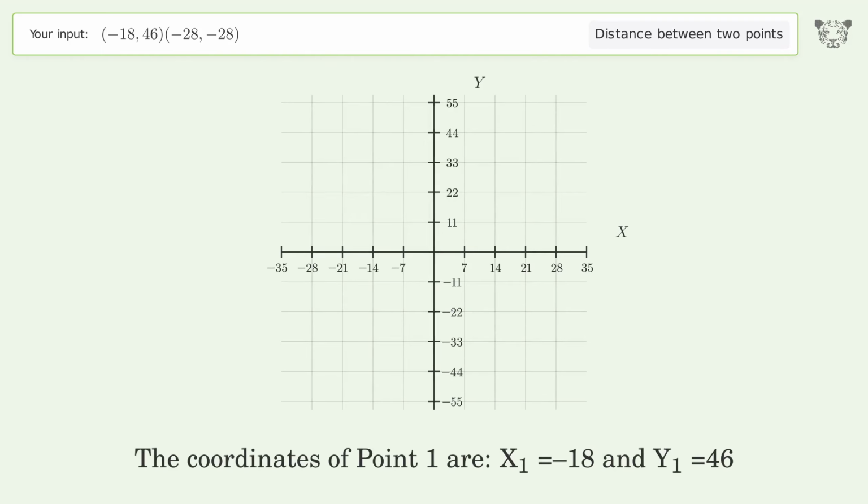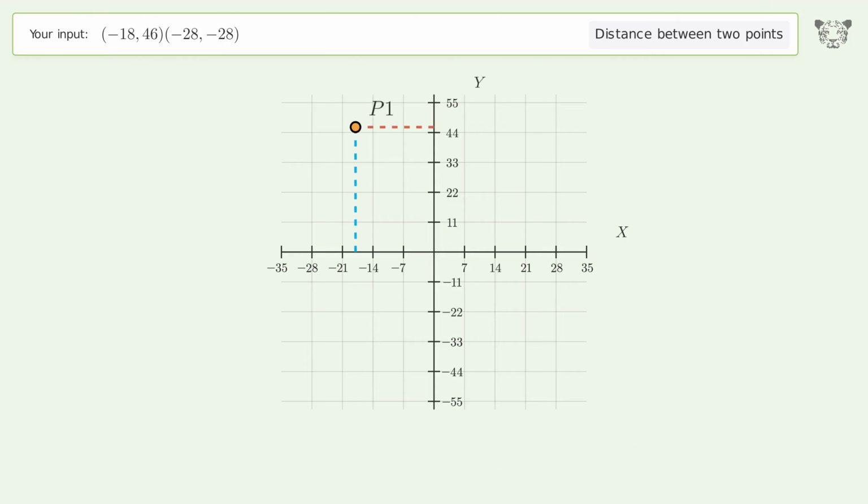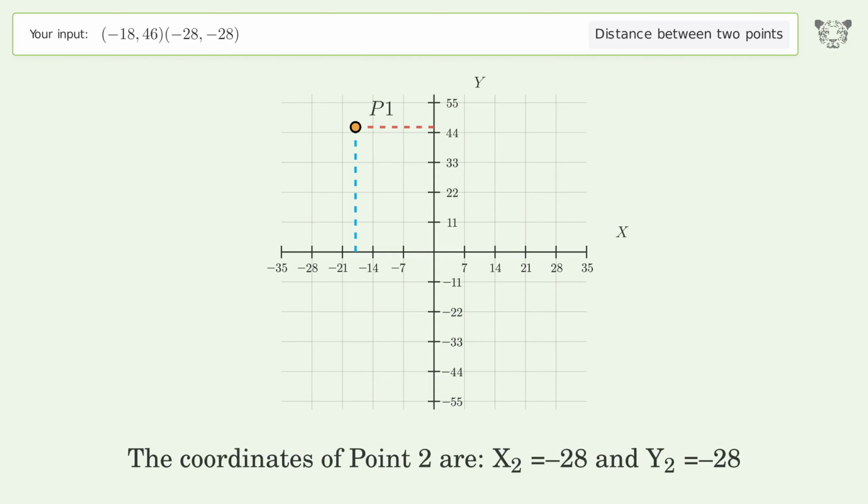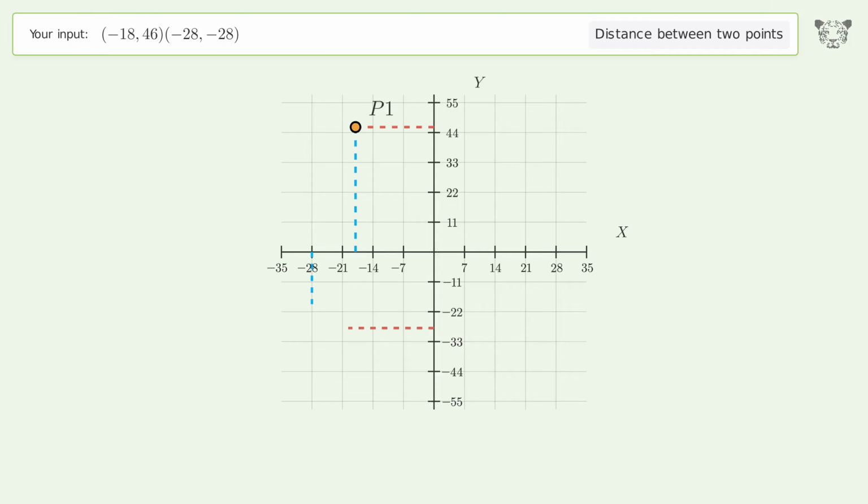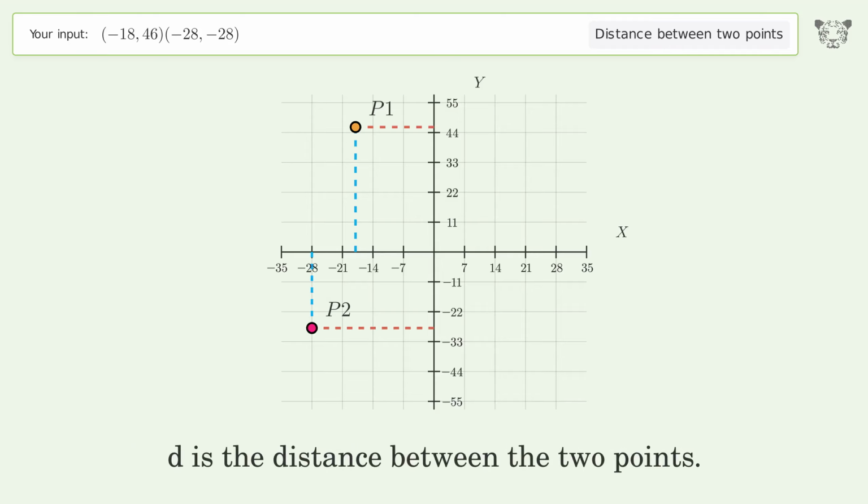The coordinates of point 1 are x1 equals -18 and y1 equals 46. The coordinates of point 2 are x2 equals -28 and y2 equals -28. D is the distance between the 2 points.